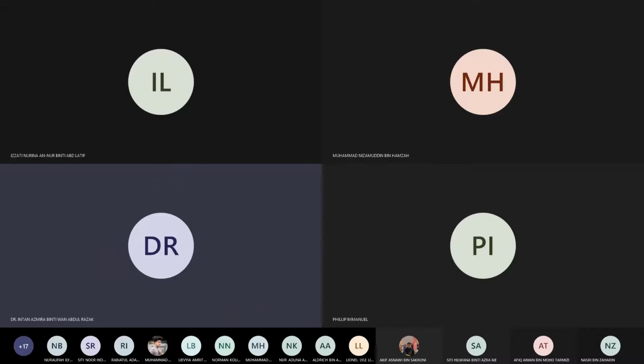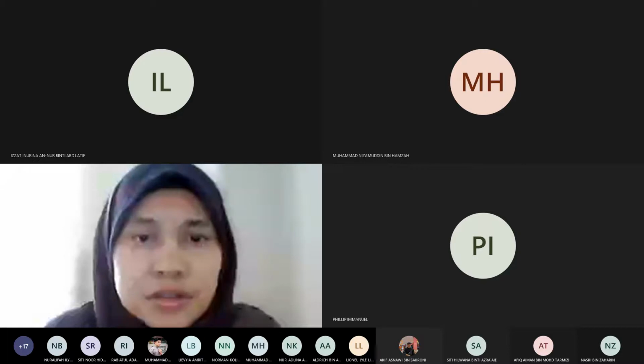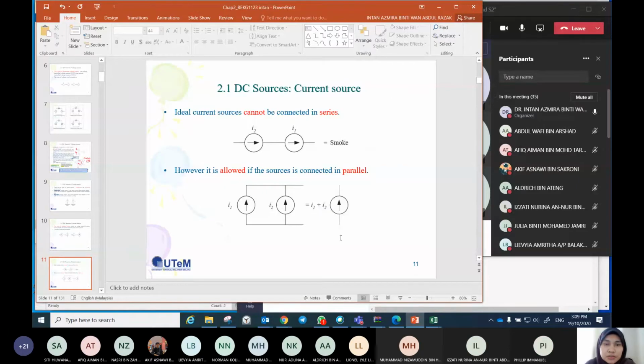Parallel. If the current source is connected in series, the value of the current source must be the same.